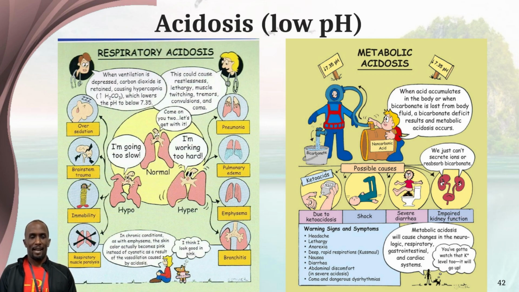Metabolic acidosis happens when the body produces too much acid or loses too much base, leading to a low blood pH and bicarbonate. Causes include renal failure, diabetic ketoacidosis, severe diarrhea, or shock. Patients may show signs like rapid breathing, confusion, and fatigue.